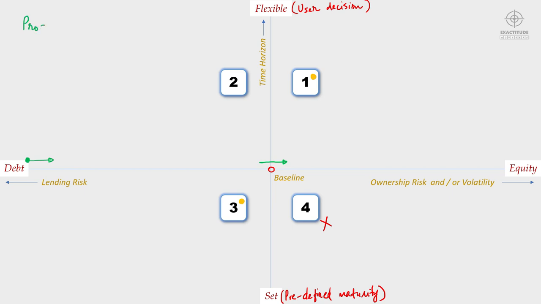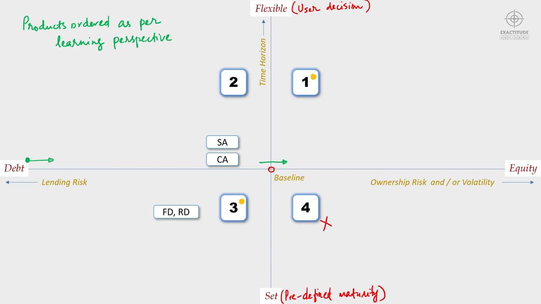Let's now have a look at the various products on this matrix. I have tried to place them in the order of the learning perspective. We start with the current account and savings account, which are debt products with flexible maturity. Then comes the products in the debt category with set maturity, which are fixed and recurring deposits. Debentures and bonds issued by corporates and governments comes next.